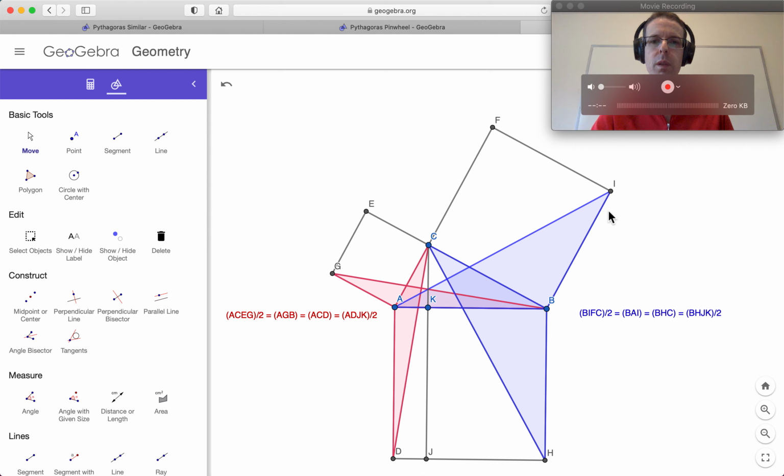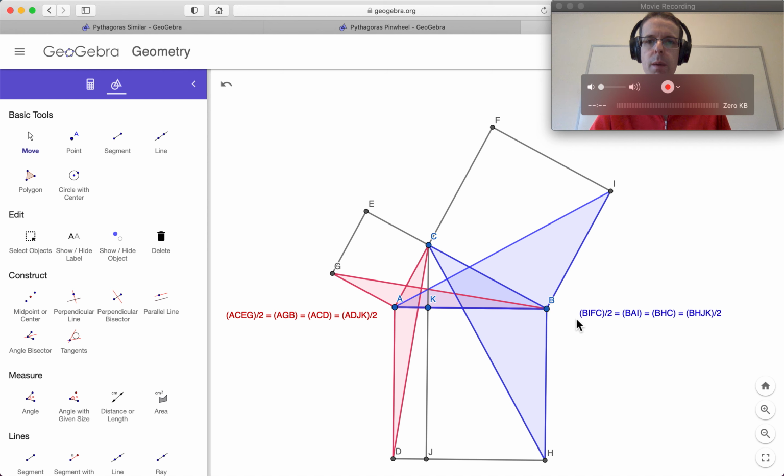So now we just have to do the exact same argument on the other side, but the argument is subtle enough that we might as well repeat it carefully. So let's look next at these blue triangles, this one and this one. So the triangle ABI is congruent to the triangle HBC. Let's think about why.